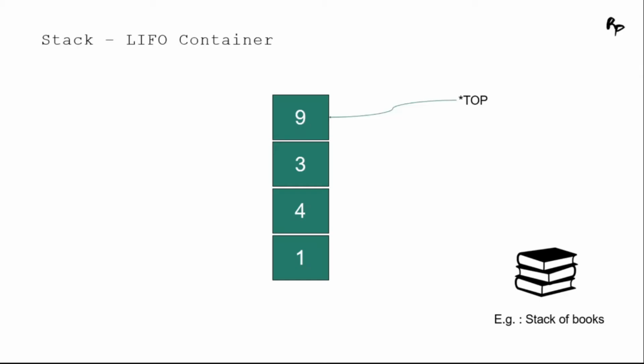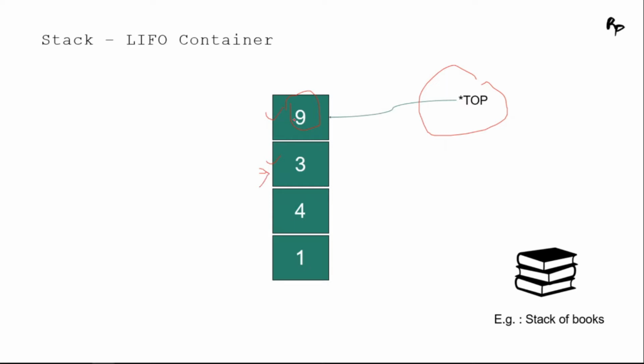Before moving further, we are going to look at the internal structure of a stack. How does a stack look? This is how a stack looks. There will always be a top pointer pointing to the top element of the stack. So if you want to access this 3, you need to remove this 9 first. You can't access it directly.